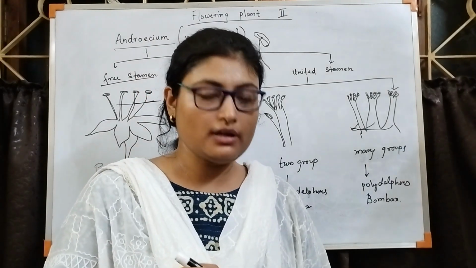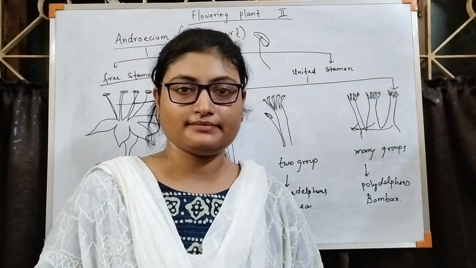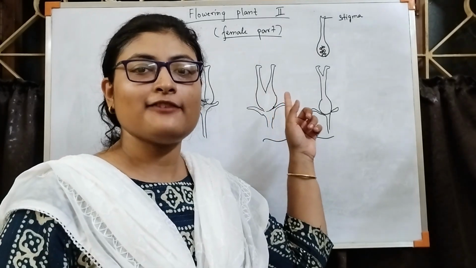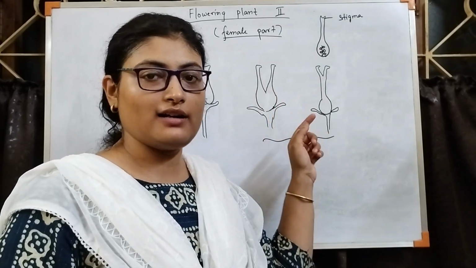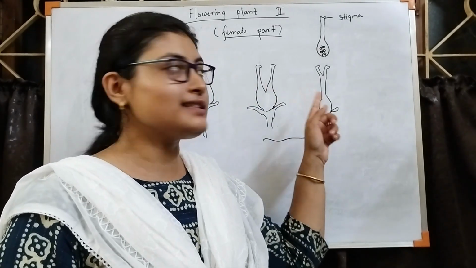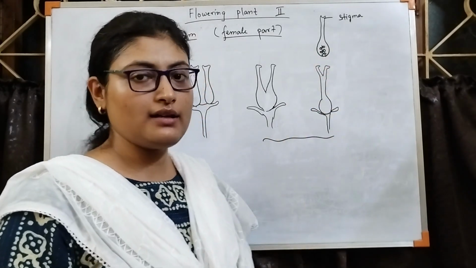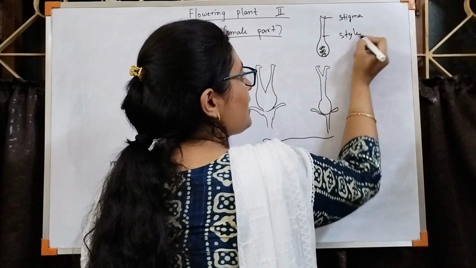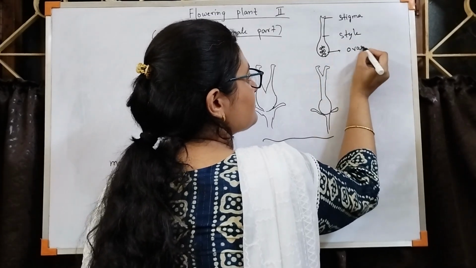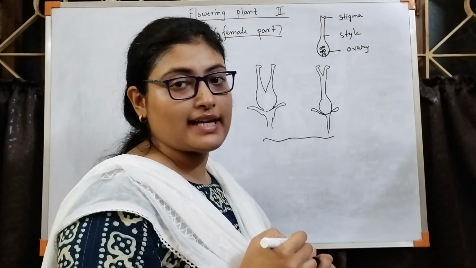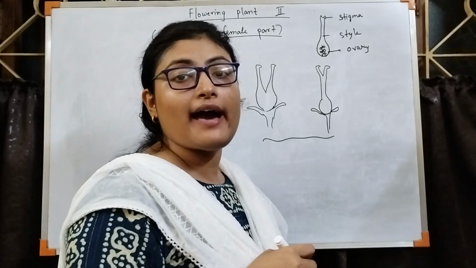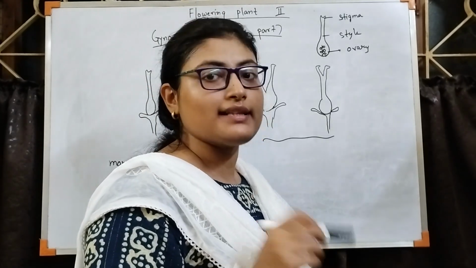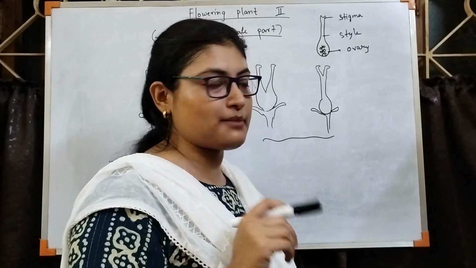Now we will move to Gynoecium. Gynoecium is the female part of the flower. So we know that it consists of stigma, style and ovary. And ovary contains ovule. Now the arrangement of ovule is known as placentation. That we will read after some time.